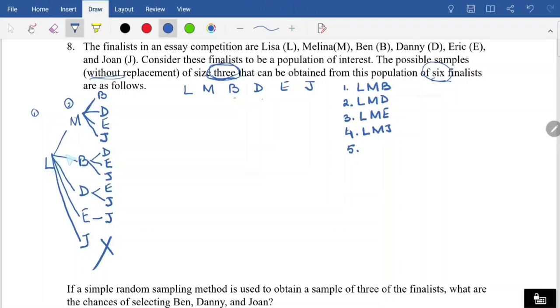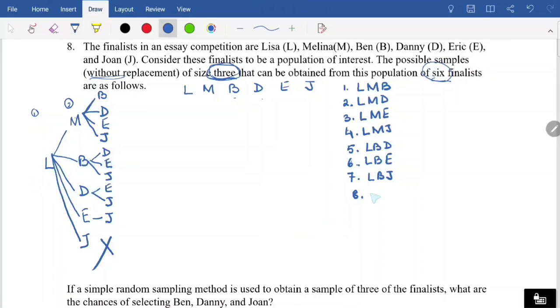LBD. All right, LBD. Then we have LBE. Number 7, sorry, I skipped one. Number 7 should be LBJ. So we are essentially walking the tree now. But we are not done with L's. We have to start a few more trees. So just hold on, just be patient and hang in there. LBJ, we got that one.